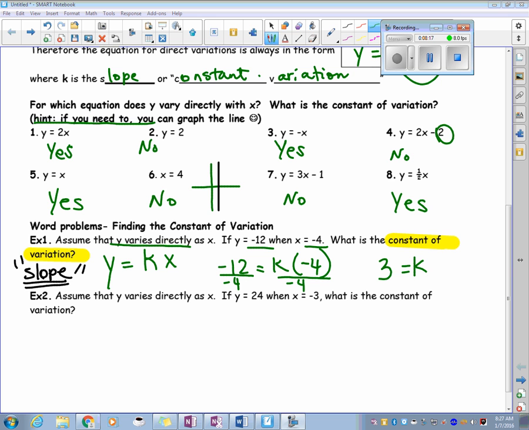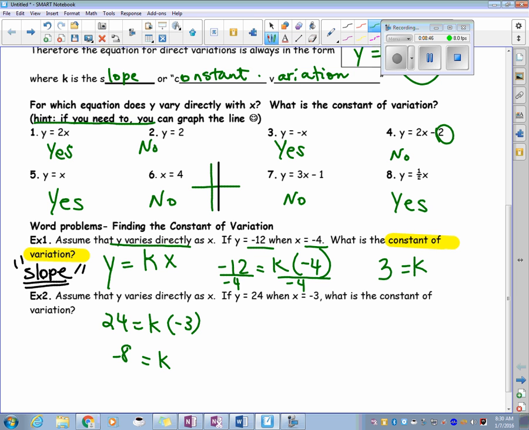All right, you try number 2. Okay, let's see what you got. What is the constant of variation? Did you get 24 equals k times -3? So what is the constant of variation? -8. Excellent, excellent. Now, these are new terms.